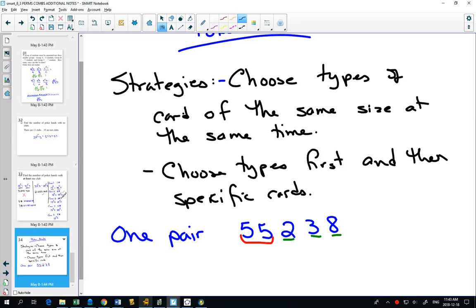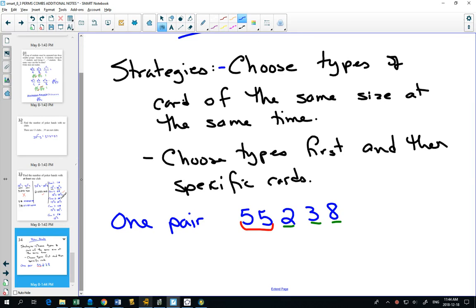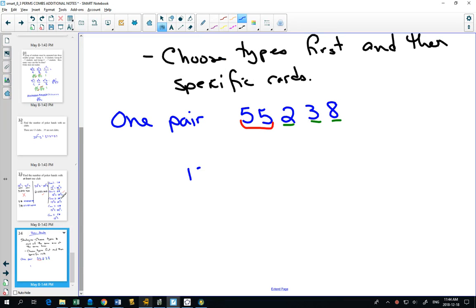And so this question looks like this as a solution. Choose the types first, and then the specific cards. So if I want a pair, how many different numbers could I get a pair with? I could have a pair of 5s, a pair of 8s, a pair of 7s, a pair of kings, a pair of aces. There are 13 different types, and I just need to choose one of them because I only need 1 pair. The suits come next when you pick the specific cards.